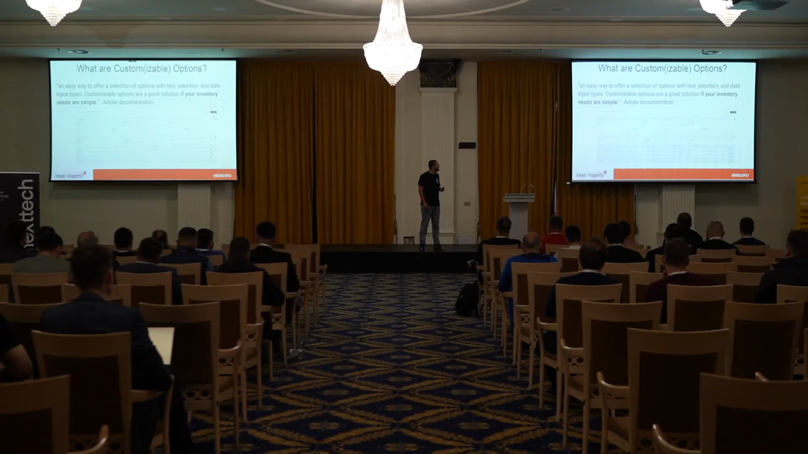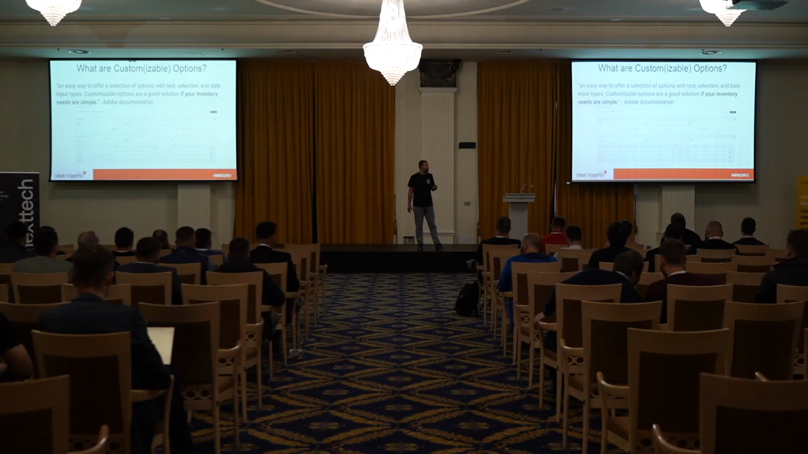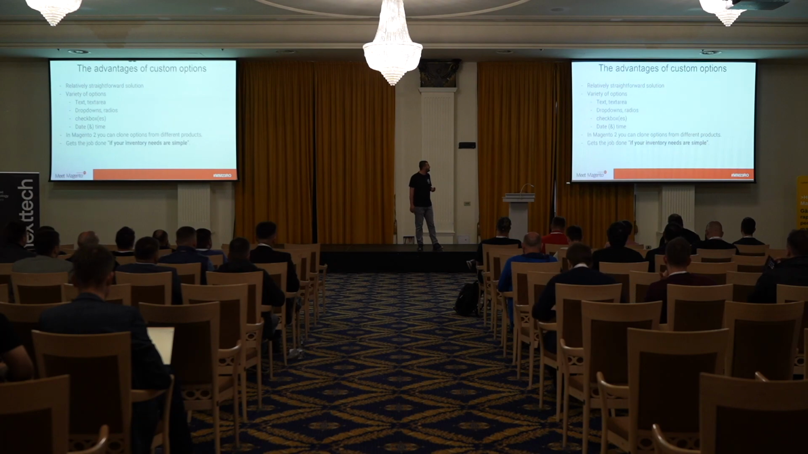Getting this out of the way, what are custom options? Well, based on the Adobe documentation, it's an easy way to offer a selection of options of different types if your inventory is simple. And it looks like this. You can add any type of messages, fields you want in your products. It's nice, it gets the job done.